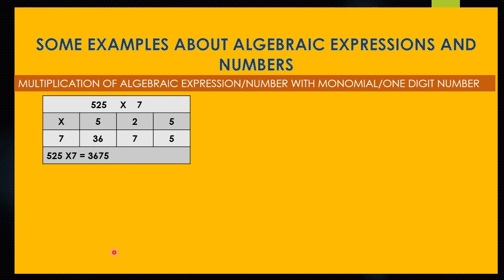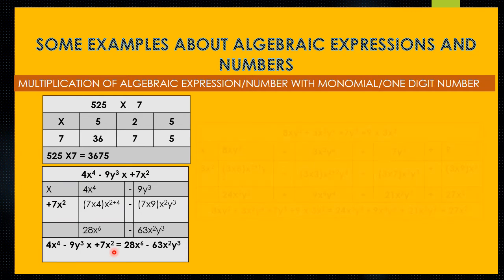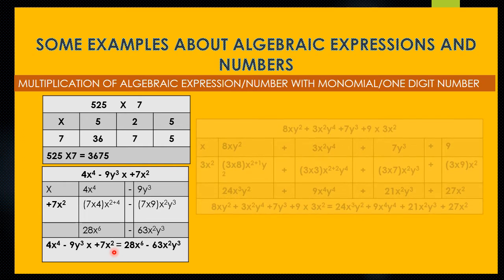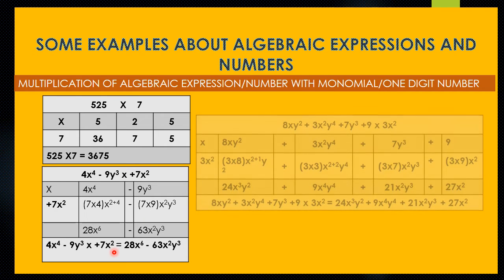Now you look here, I started from the unit, then tens, and then hundreds. This is the way of multiplication of numbers. Now look at the multiplication of algebraic expressions. Here in this multiplication, I have multiplied 4x^4 minus 9y^3 with 7x^2.